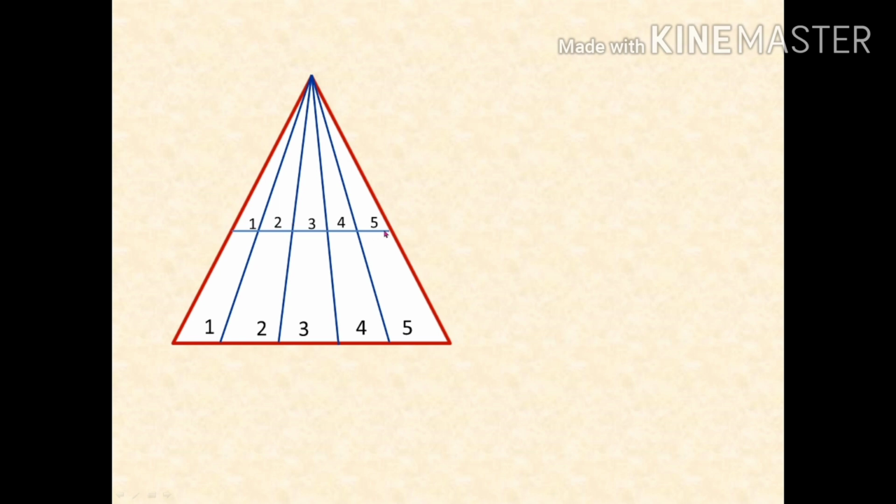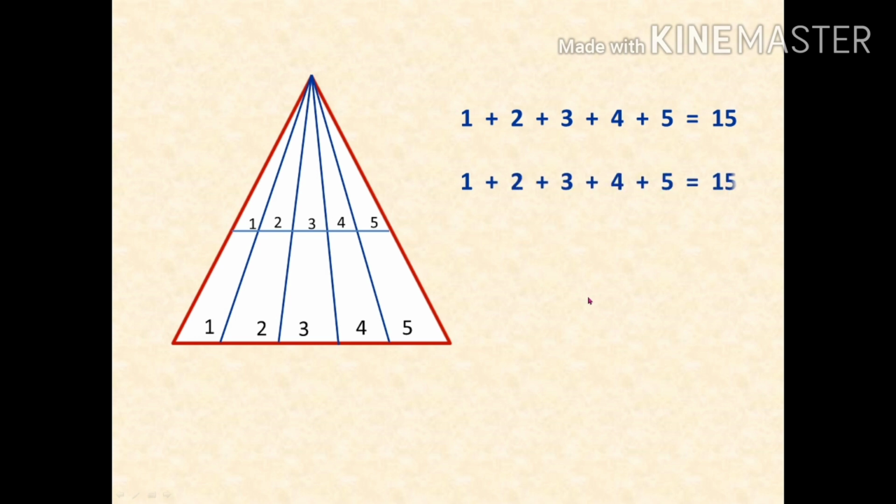Then we have to add the numbers. So if we add the numbers in the lower base, we will get 1 plus 2 plus 3 plus 4 plus 5 equal to 15. So now we have to add the numbers in the upper base. If we add the numbers in the upper base, we will get 1 plus 2 plus 3 plus 4 plus 5 equal to 15. Next we have to add 15 and 15. So the answer is 30.